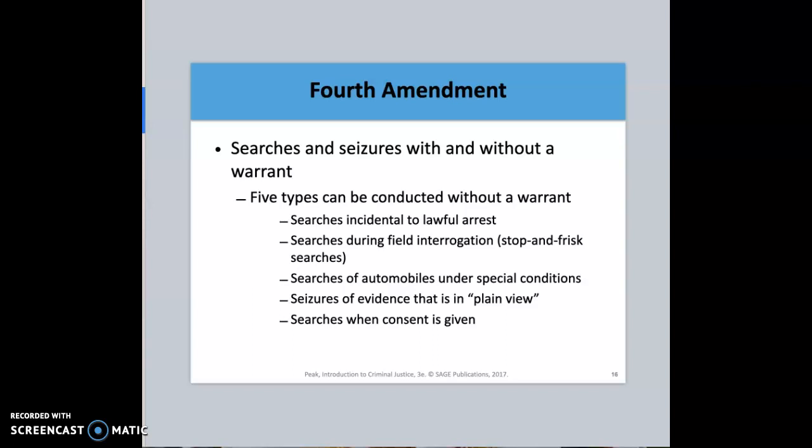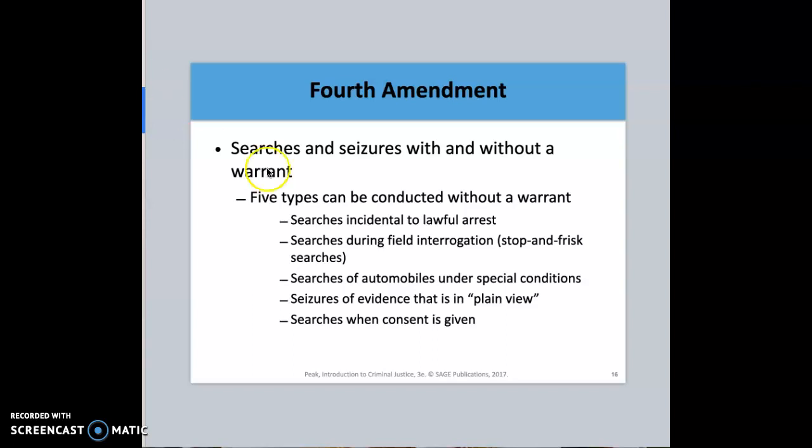Okay. And finally, searches when consent is given. So if I go to you and ask if I can search your car and you say yes, then I can search your car. If I go to you and ask if I can search your house and you say yes, then I can search your house. All right. So consent is another way in which I can conduct a search without a warrant.